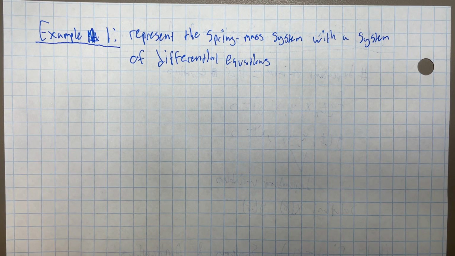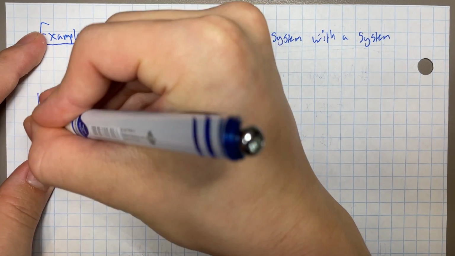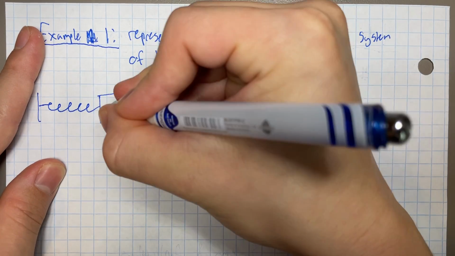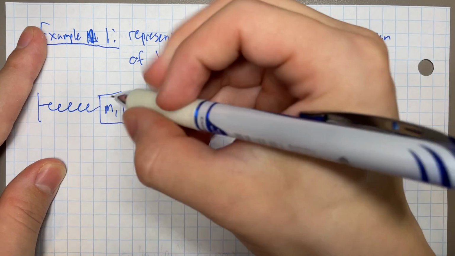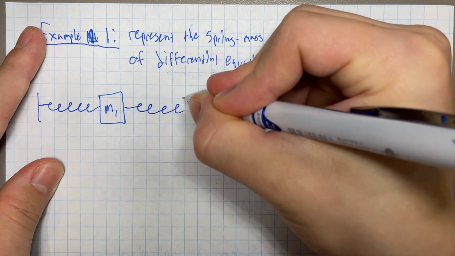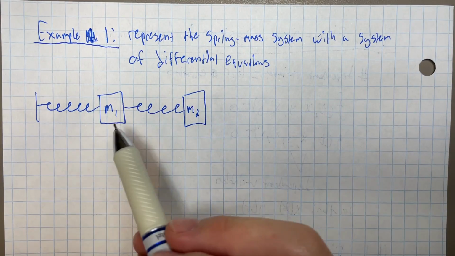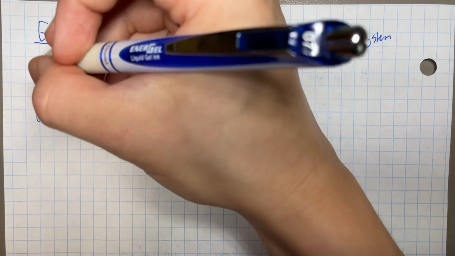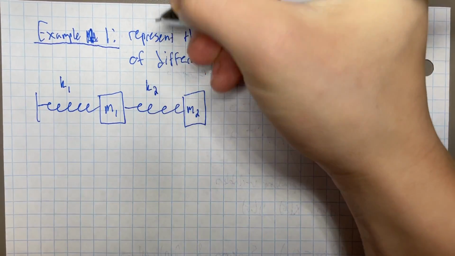All right, so example one, represent the spring mass system with a system of differential equations. So this is going to be a system a lot like the one we've seen in section 3.6, but the main difference between this system and that system is that instead of having one spring and one mass, we're actually going to have two springs and two masses. And let's just say each mass has mass M1 and M2 for box 1 and box 2. Springs 1 and 2 have spring constants K1 and K2.